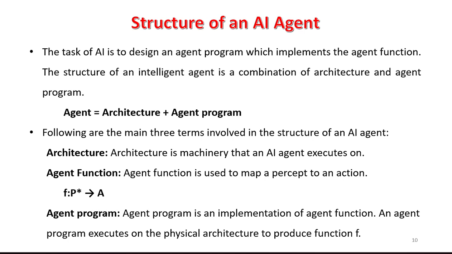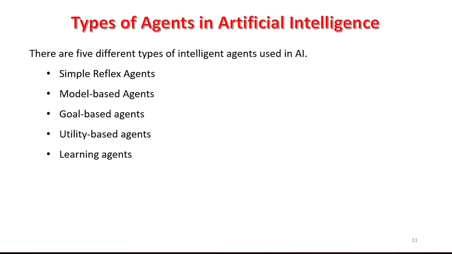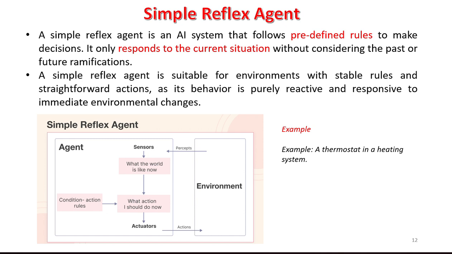An agent we can call as architecture plus agent programs. So these are the types of agents. First one is simple reflex agent, model based agent, goal based agent, utility based agent, and learning based agent. What is meant by simple reflex agent?